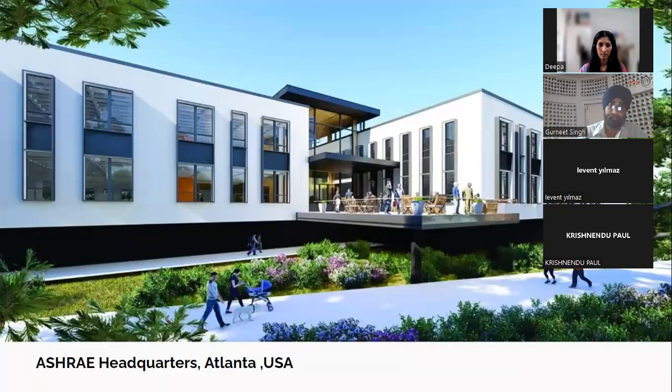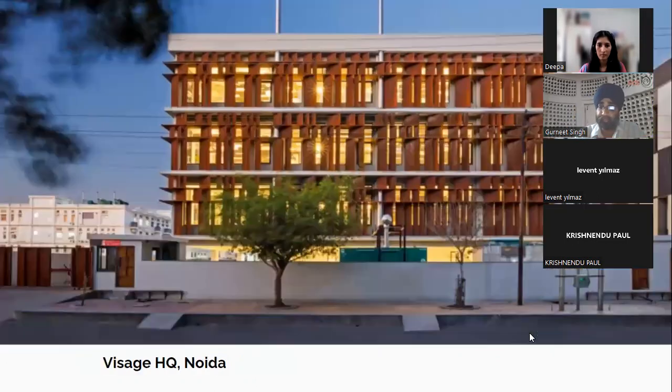Next, please. This one is ASHRAE headquarters at Atlanta, USA. Again, a building which is net zero. Again, you can very well see from the picture, they have used various passive design measures in the project to reduce their energy usage and achieve net zero status. Next, please.